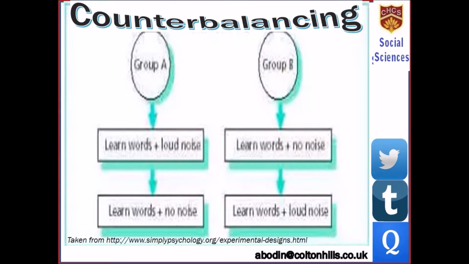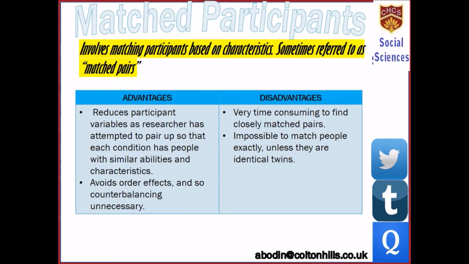Due to the fact that in a repeated measures design we have the possibility of order effects, we can use a method called counterbalancing in order to combat order effects. And this image gives a good example of how this could be done. So it's splitting the participants and putting them through the different conditions in a different order.